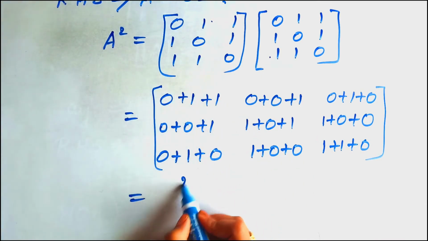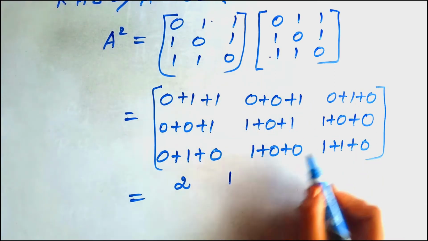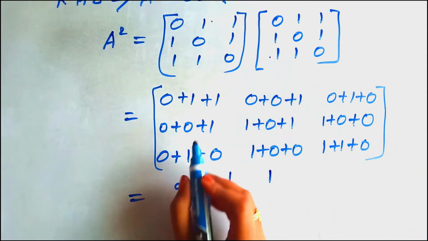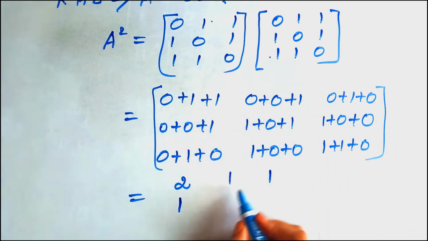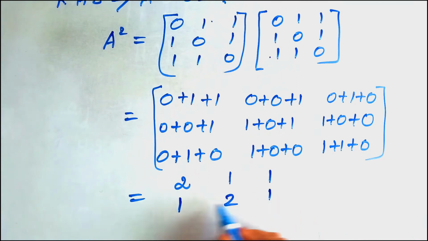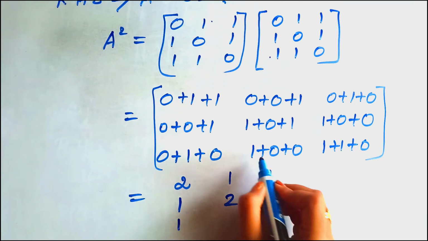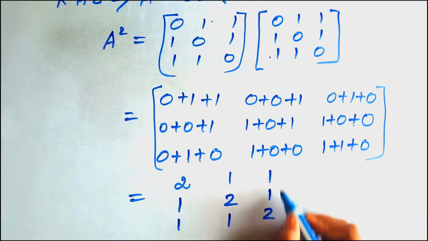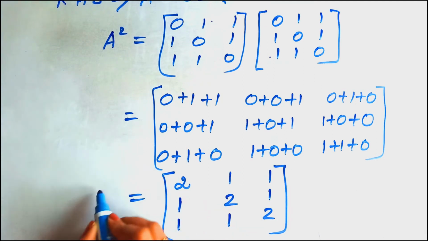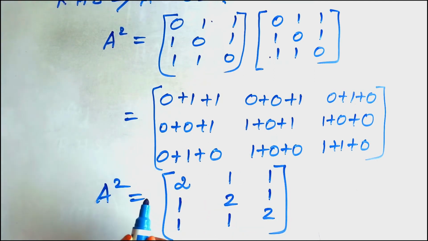1 plus 1 it will be a 2, and 1 it will be a 1, and here there is also another 1, here there is a 1, and here there is a 2, and here 1, here there is another 1, and finally a 2. Okay, now we have found the value of A square. Now let's substitute in that left hand side, which is A square minus 3I.